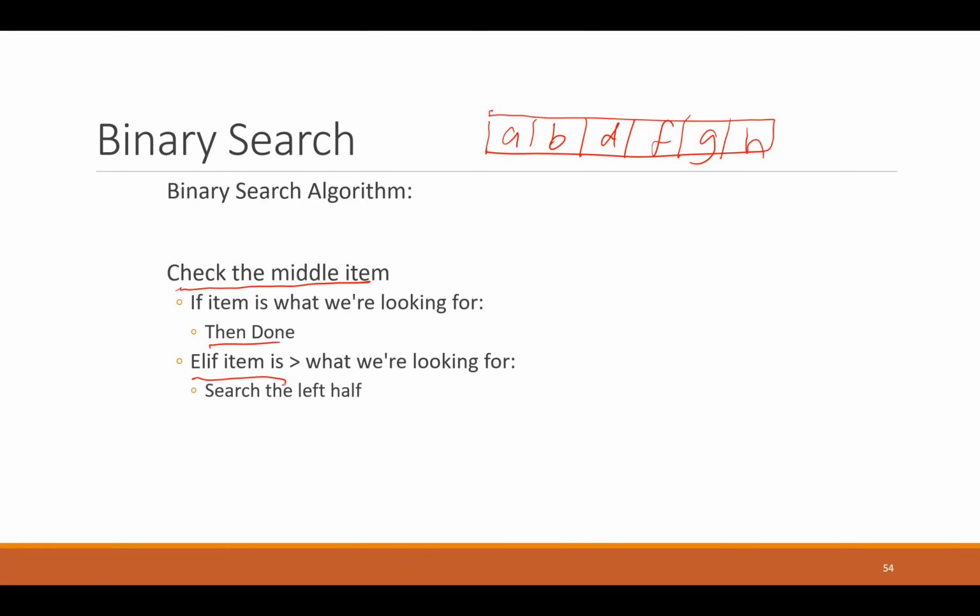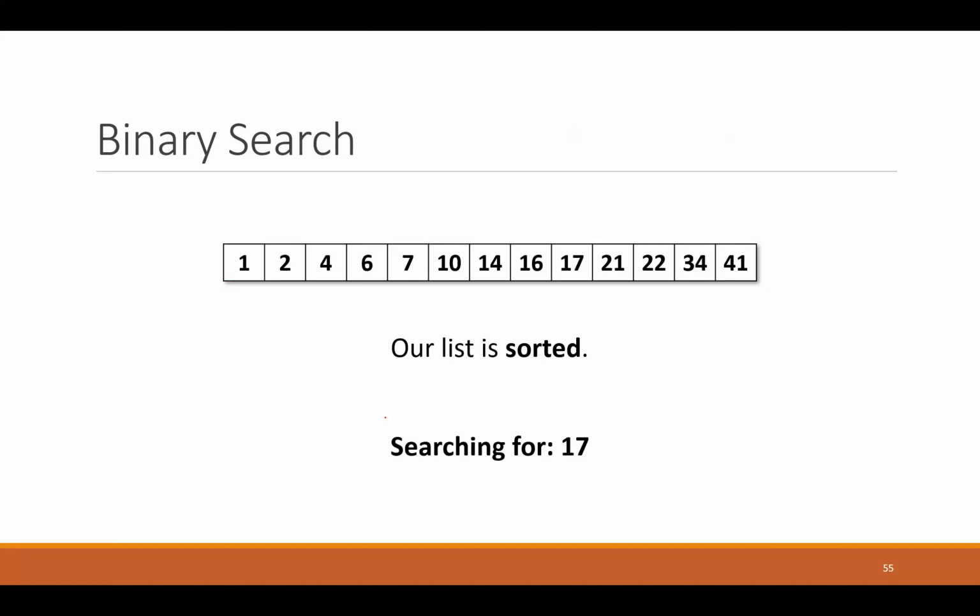If the item I found is greater than what I'm looking for, then I'm going to search in the smaller half. And if the item I found is smaller than what I'm looking for, then I'm going to search in the larger half. For example, I have a sorted list and I want to verify whether 17 is in the list or not. The first thing I'm going to do is jump right in the middle and ask, is this 17? Of course, the answer is no.